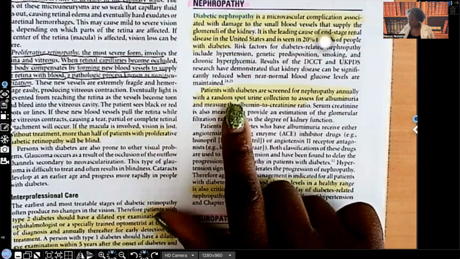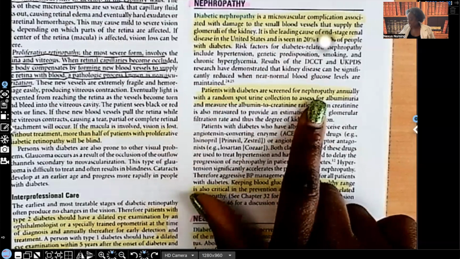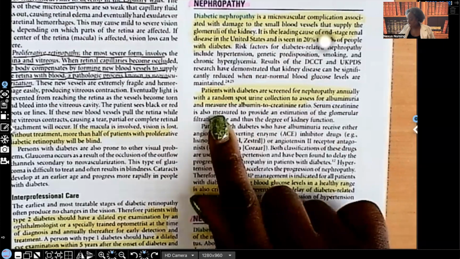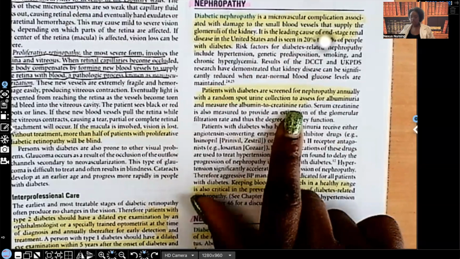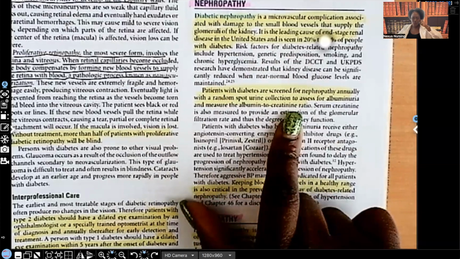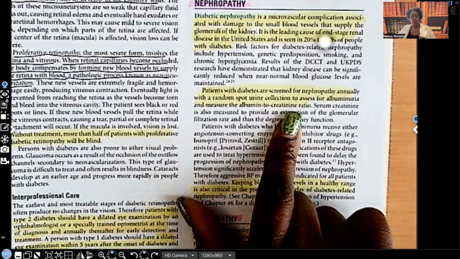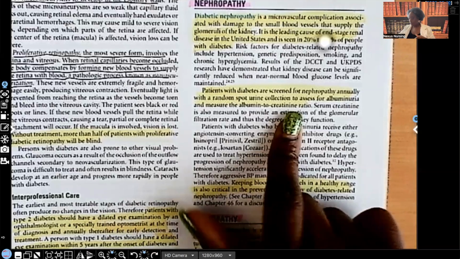Patients with diabetes are screened for nephropathy every year with random spot urine collection to assess for albuminuria and measure the albumin to creatinine ratio. Remember, guys, albumin, which is a type of protein, those bad boys are big, okay? They're not supposed to be getting into the urine. The only time you'll find them in the urine is if the kidney function decreases, because remember, the kidney is supposed to be the gatekeeper. As soon as that albumin, that protein gets to the kidney, it's supposed to say, I can't release you, go back into the bloodstream, okay? It's not supposed to be found in the urine.